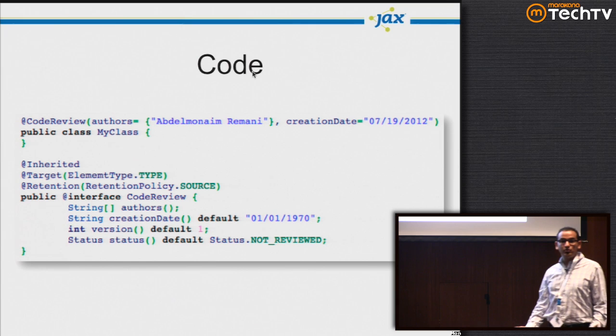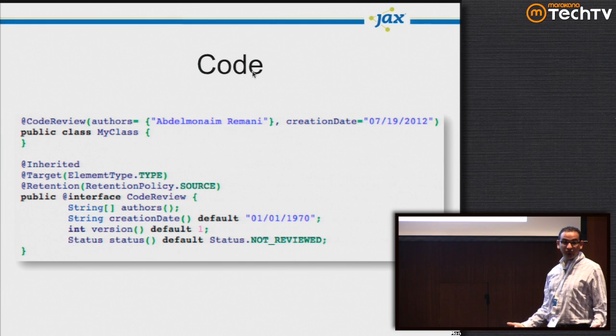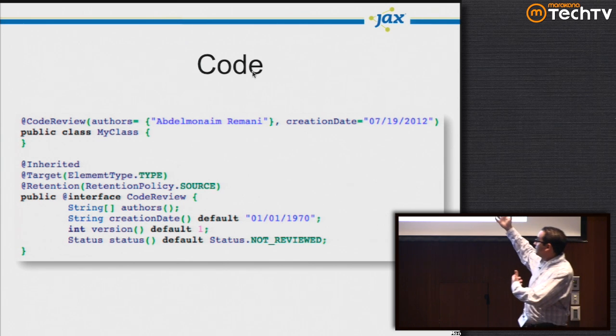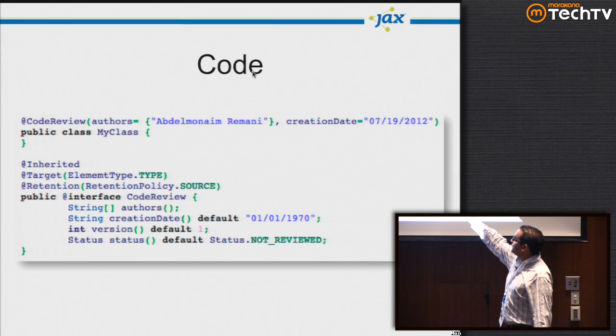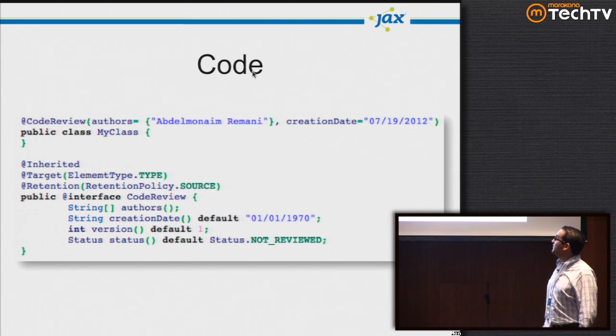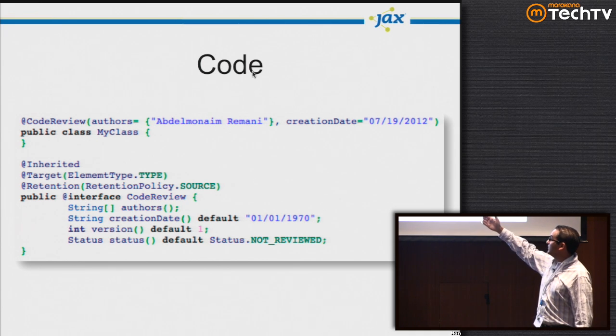You might want to ask me, why is it a string? It is because dates and regular objects are not allowed to be attributes for annotations in Java, so we just put it as a string right there. The version, the default version, is 1, and a status, which is the status of the review itself, whether it has been reviewed or not, and that's just a value of an enum.